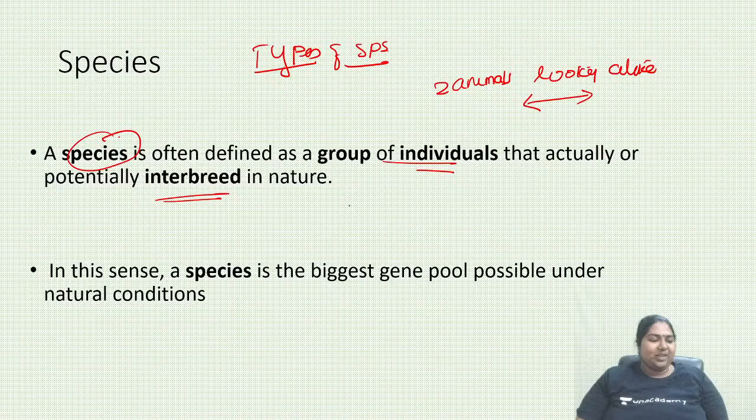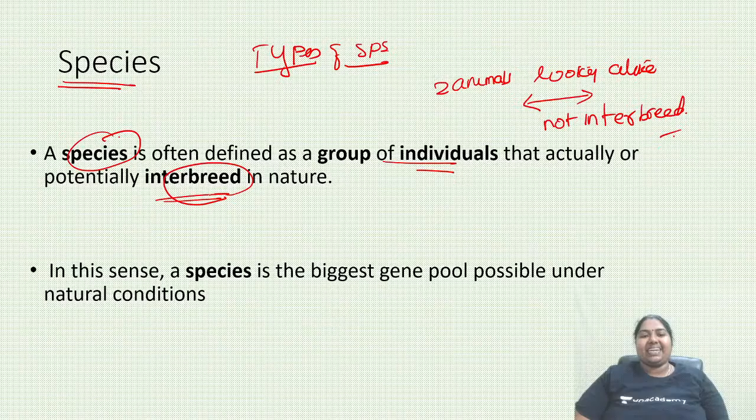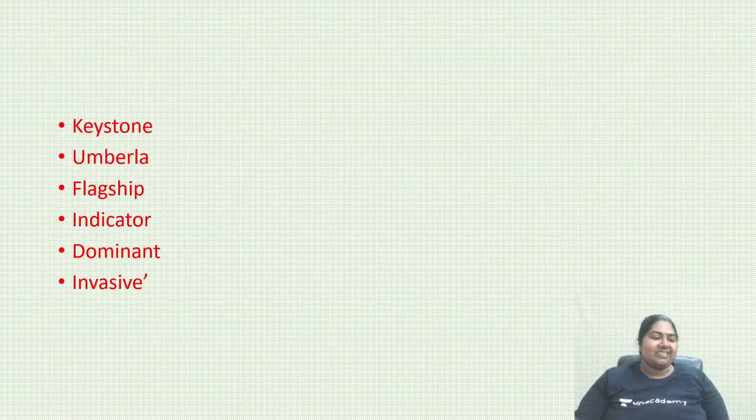Right. So if the two species are looking alike, but they are not interbreeding, will you call them as belonging to the same species? No, you don't call them the same species. So the characteristic of belonging to the same species is that they should interbreed, then only you can call it a species. Okay, right, that's good. So let us see the variety of species.